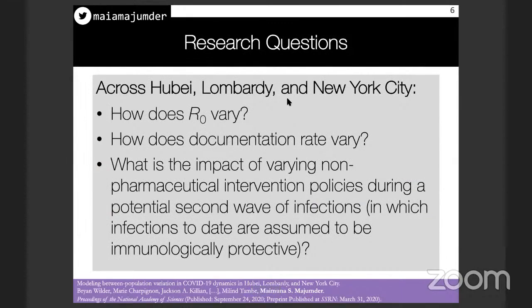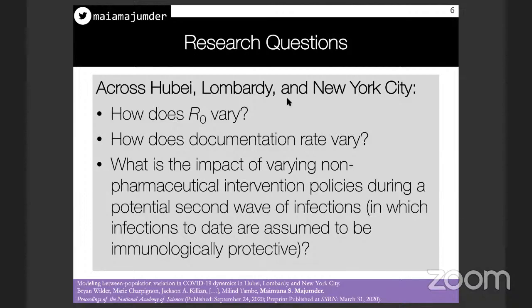In this paper, there were three big picture research questions that we aimed to answer through our agent-based modeling approach across three different populations of interest: Hubei, China, where the pandemic began, Lombardy, Italy, one of the hardest hit locations worldwide in the early days of the pandemic, and New York City, one of the hardest hit locations here in the US.